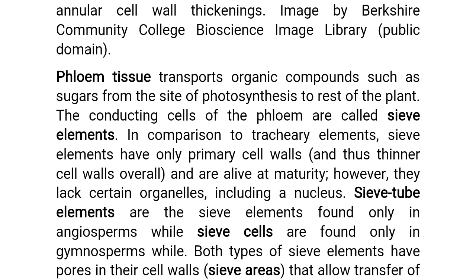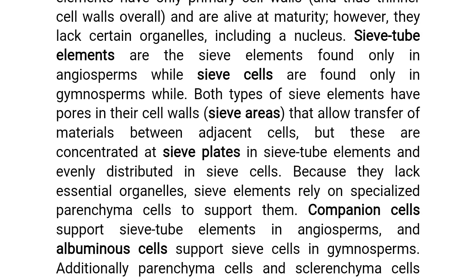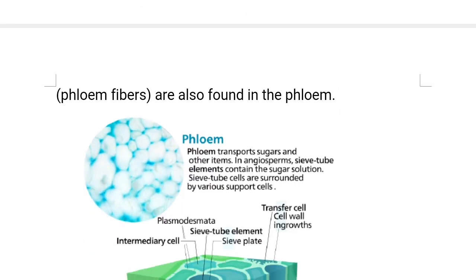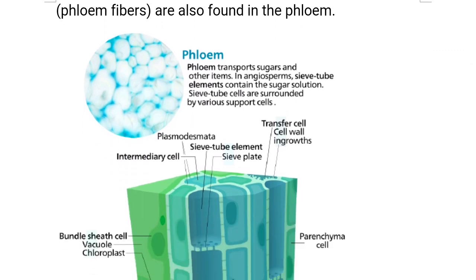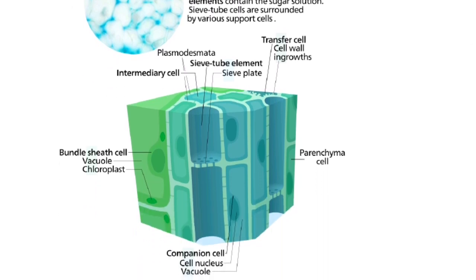Now, the sieve tube is the tube, or the opening where these materials pass through, and it is surrounded by the companion cell. From the word companion, you know that it's helping. So it's helping the sieve tube to be effective in its work. Right? So this is a typical diagram of the phloem.